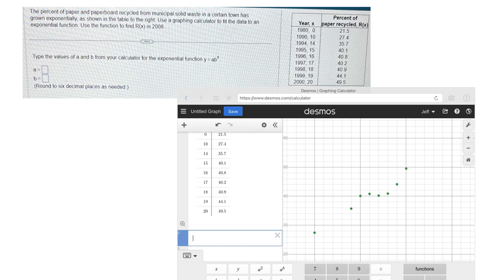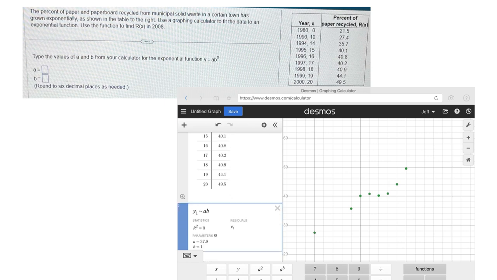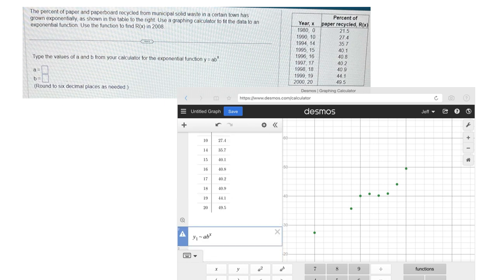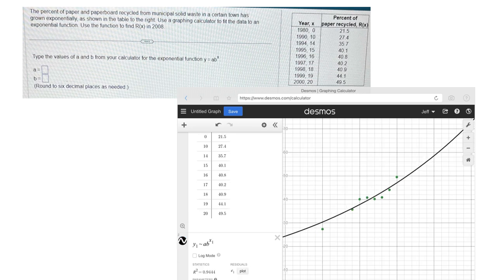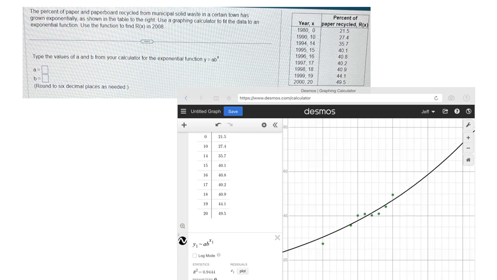So plug in all the numbers, and then for your function, use what they gave you, y equals ab to the x. But instead of the y, you'll use a y1. And instead of equals, we use a tilde. And then ab to the x, ox1. There we go. So see how the swoopy line, yeah, the dots are sort of close to it, but not really. Anyway, they say it's an exponential function, and so this is what we go with.